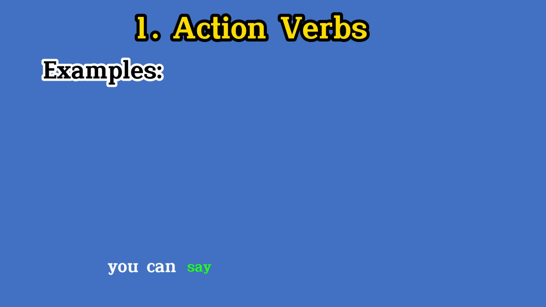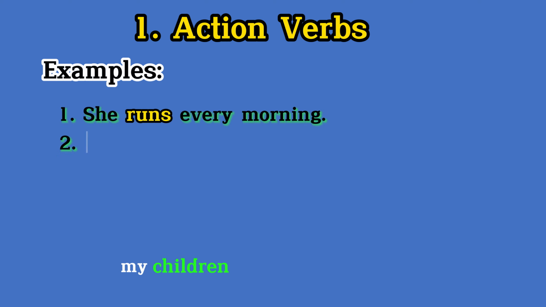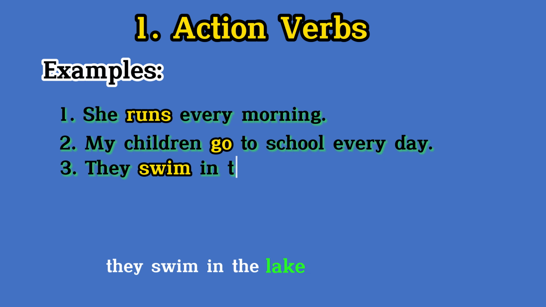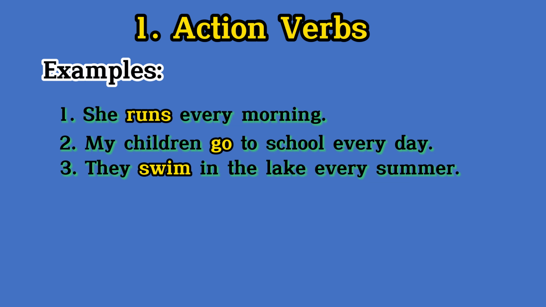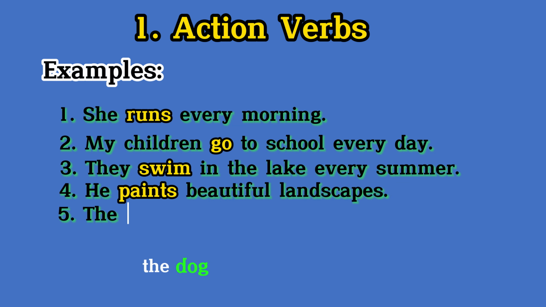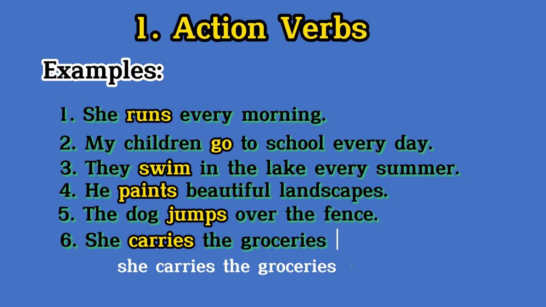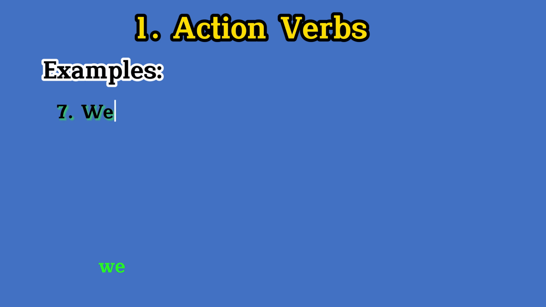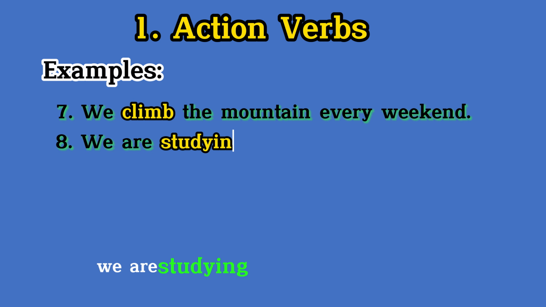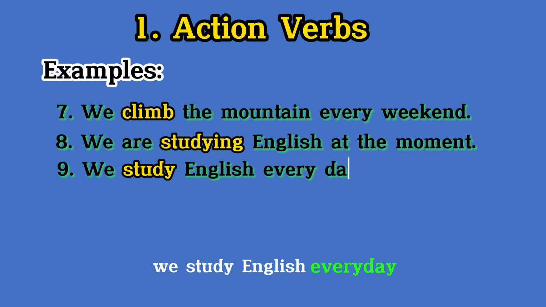So here we have example sentences for action verbs. You can say, she runs every morning. My children go to school every day. They swim in the lake every summer. He paints beautiful landscapes. The dog jumps over the fence. She carries the groceries to the car. We climb the mountain every weekend. We are studying English at the moment. We study English every day.